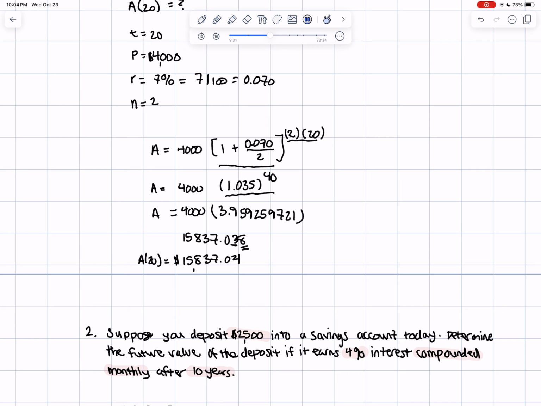Okay, welcome back. Let's look at our problem and label what we have. Suppose you deposit $2,500 into a savings account today. Determine the future value of the deposit if it earns 4% interest compounded monthly after 10 years. So we have $2,500, 4% compounded monthly, and we have 10 years.